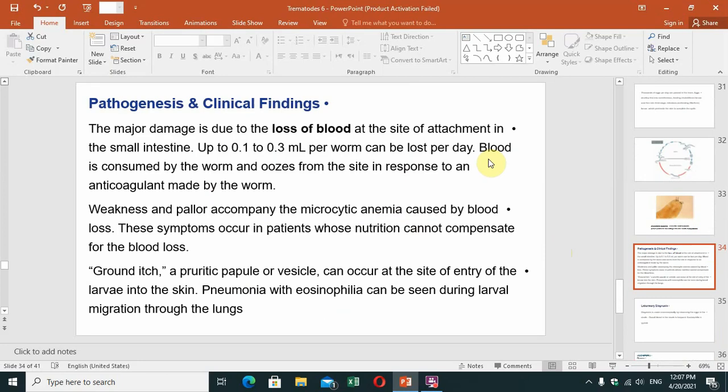Pathogenesis and clinical findings. The major damage is due to the loss of the blood at the site of attachment in the small intestine. Up to 0.1 to 0.3 milliliter per worm can be lost per day. Blood is consumed by the worm and oozes from the sites in response to anticoagulants made by the worm. Weakness and pallor accompany the microcytic anemia caused by the blood loss. These symptoms occur in patients whose nutrition cannot compensate for the blood loss.